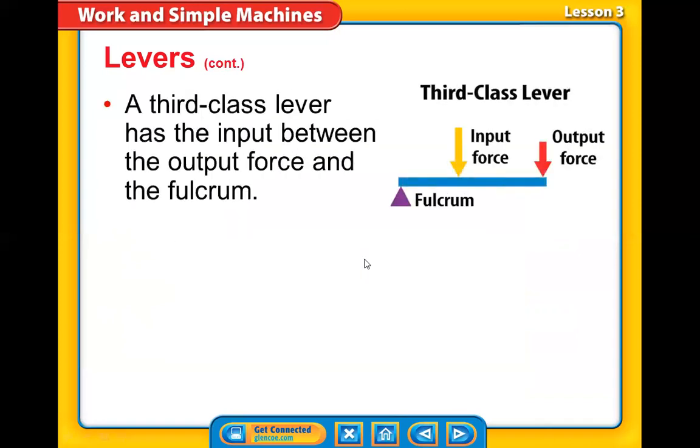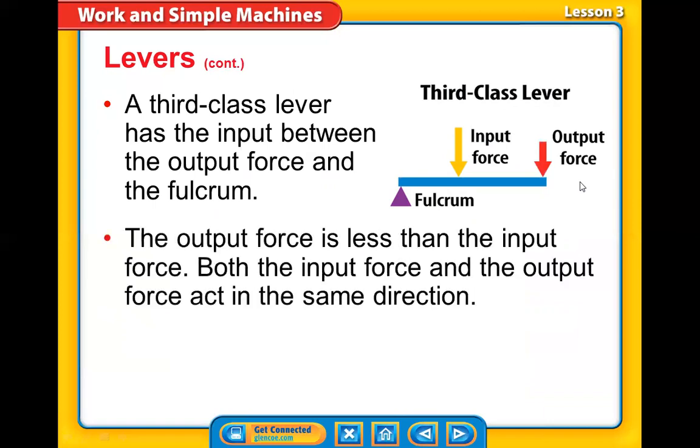The third one and the last one today is the third class lever. As we can see, it is the one that has the input force between the fulcrum and the output force. It has the two forces acting in the same direction. Both the input and the output force act in the same direction, but always the output force is smaller than the input force. It's not increasing my force. It cannot increase my force, but it does something else, like increase speed, like the hockey stick, or like increase distance, like the manual broom. So it does not increase the force, and always has the output force less than the input force.